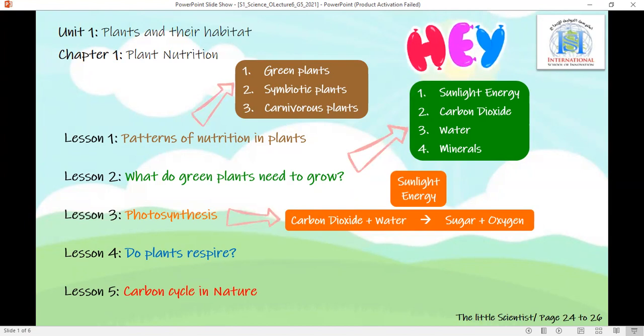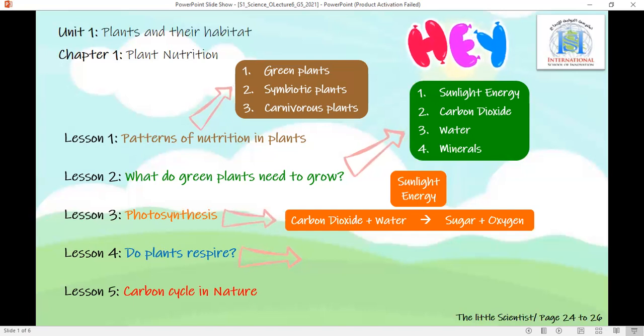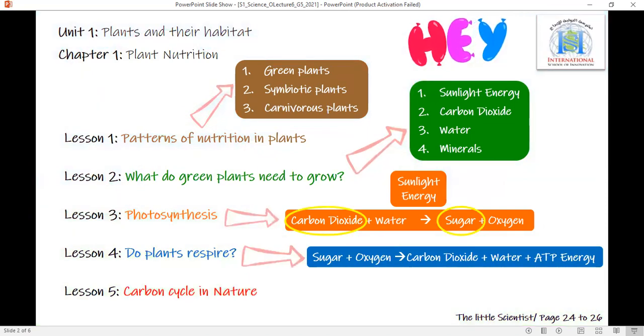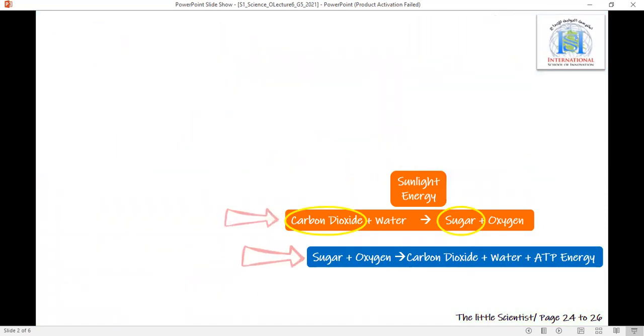Plants will use the sugar they made by photosynthesis to produce the ATP energy needed by them to grow. So the sugar is mixed or combined with the oxygen to make the ATP energy and to release carbon dioxide and water.